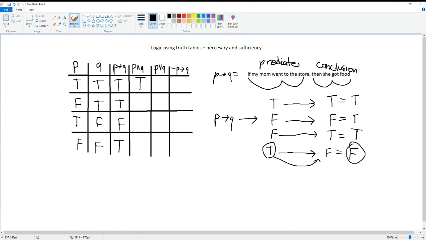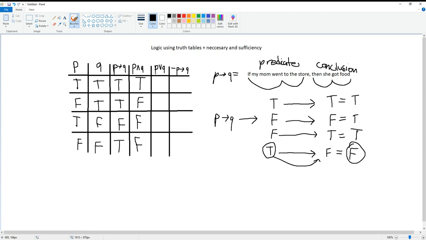Now, what happens if, and again, we're looking at P and Q. This P then Q is not necessarily defining P and Q. We're just looking purely at P and Q. Now, if one's false and one's true, or the predicate is false and the conclusion is true, or the predicate is true and the conclusion is false, these are both going to be false because they both have to be true. That is the only way for this to be satisfied.